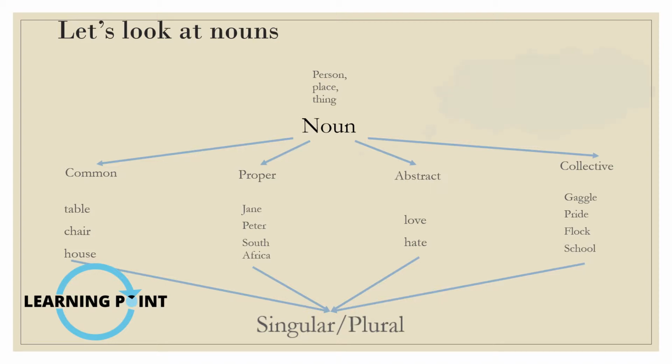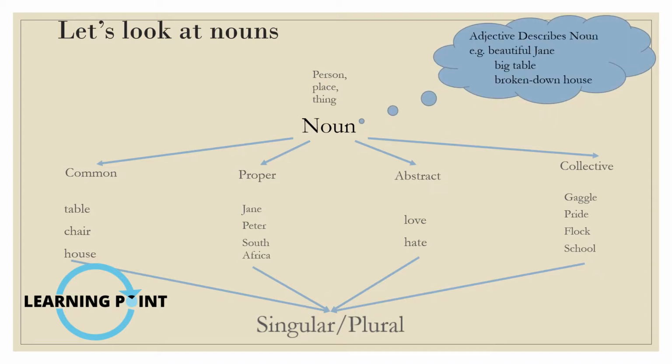If you said adjective, then you are correct. An adjective adds to the noun. It paints a fuller picture. For example, beautiful Jane, big table, broken down house. All of this adds to our understanding of the noun.